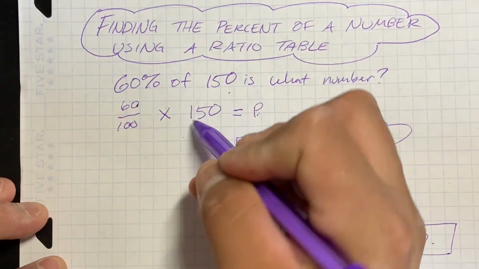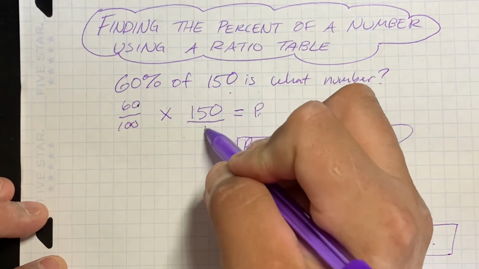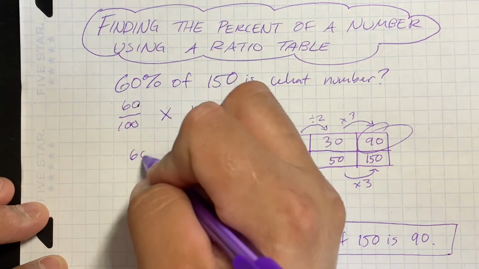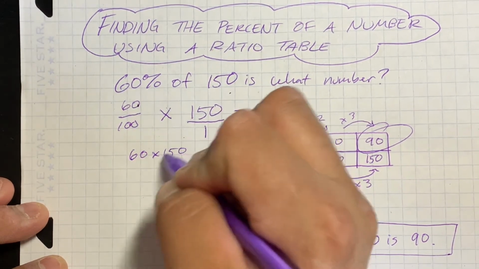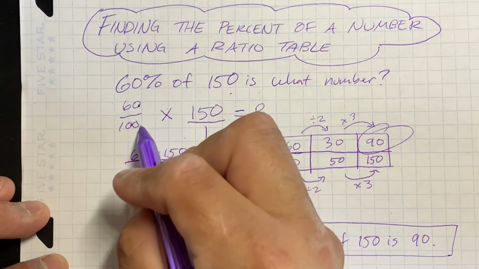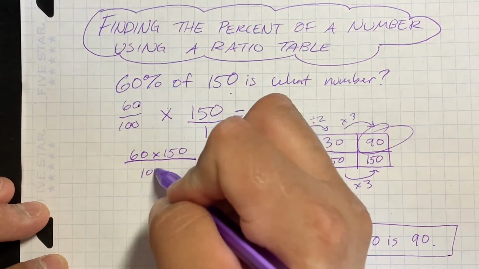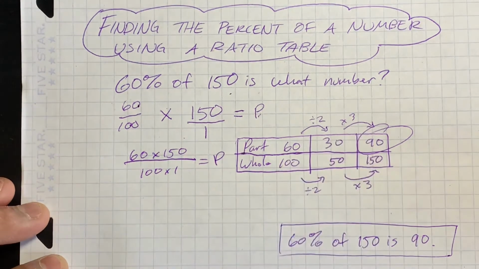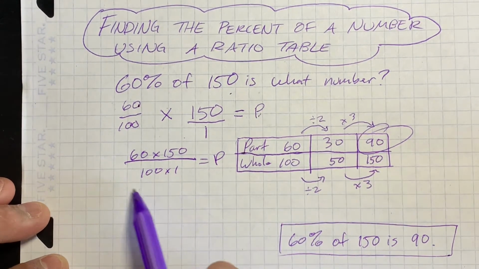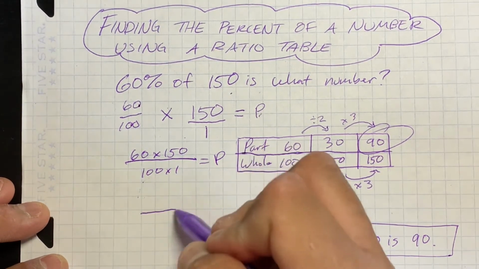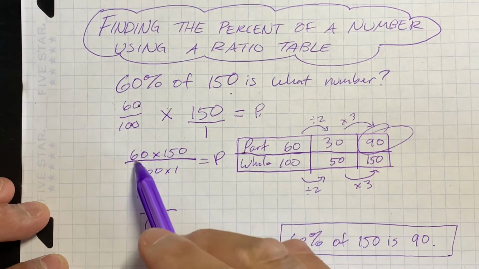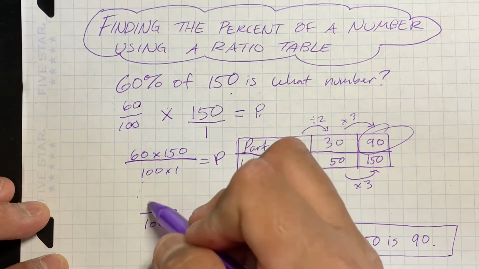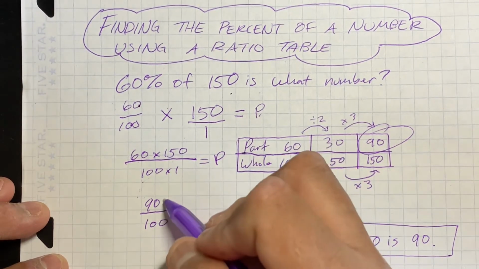So we're going to make 150 into a fraction by putting a 1 under it. Now we have 60 times 150. So 60 times 150, multiply numerators, and 100 times 1, equals P, the product. So again, 100 times 1 is going to be 100. 60 times 150. So check this out. 6 times 15 is going to be 90. And then add your 2 zeros.